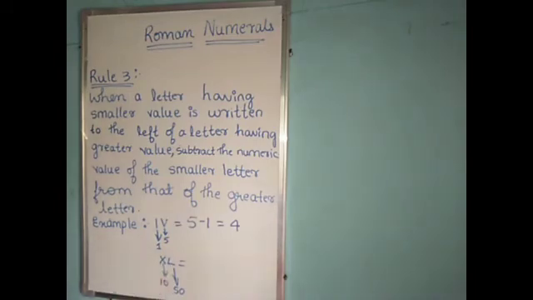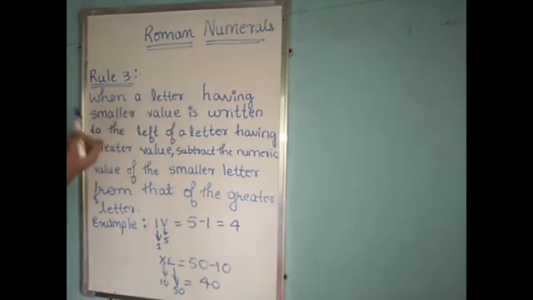So we have to subtract the letter of smaller value from the letter of greater value. So we have to subtract 10 from 50. So 50 minus 10 is equal to 40. So XL is equal to 40. So what is the third rule?